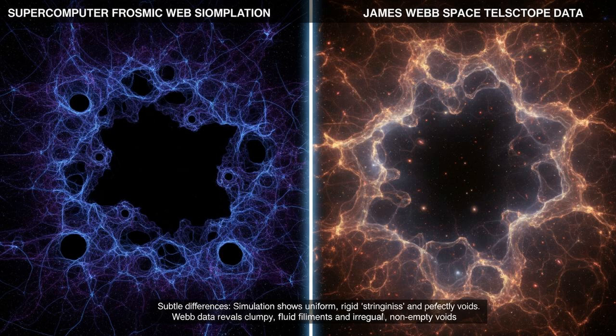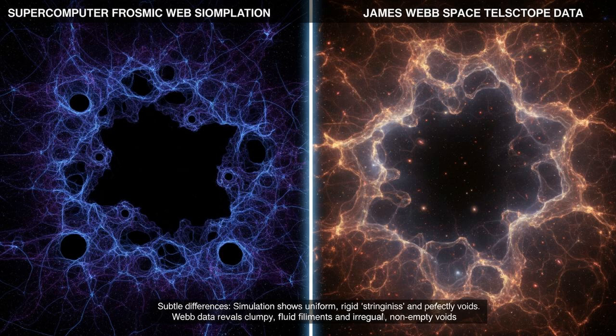Broadly speaking, Webb confirms the lambda CDM model. The statistical distribution of the filaments matches the simulations. Dark matter is cold, meaning it moves slowly compared to the speed of light, allowing it to clump into these fine structures. If dark matter were warm or hot, the filaments would be smeared out, washed away by the thermal velocity of the particles. The sharpness of the Webb map puts strict upper limits on the temperature of dark matter.